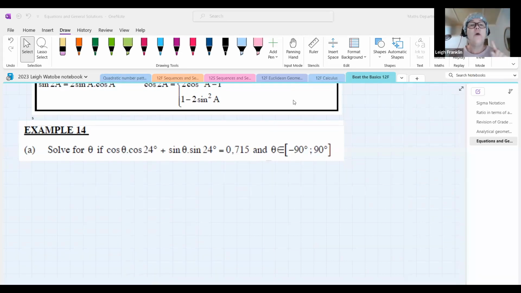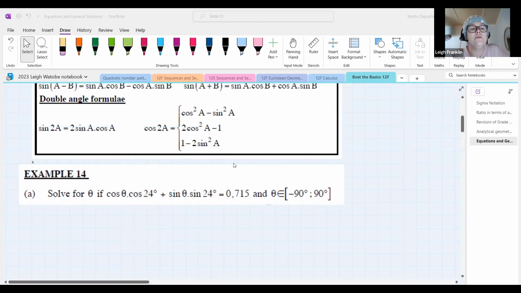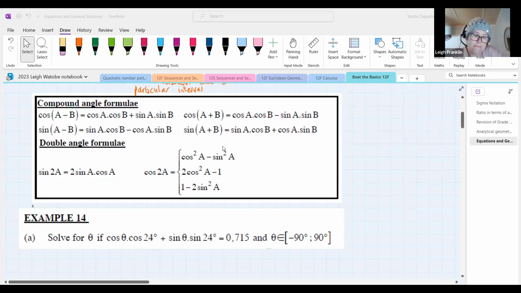Yes, reference angle. Now, before we can find a reference angle in this particular case, there's something that we need to do. So we've been told to solve for theta if cos theta cos 24 plus sine theta sine 24 equals 0,715. What's the first thing that we would need to do there? Have a look at your formula sheet that's here in front of you. There we go. Compound angle. Okay, so what should I write on the left-hand side?